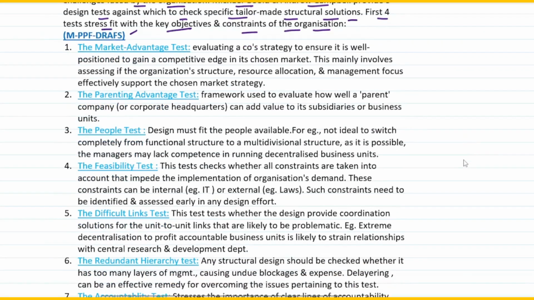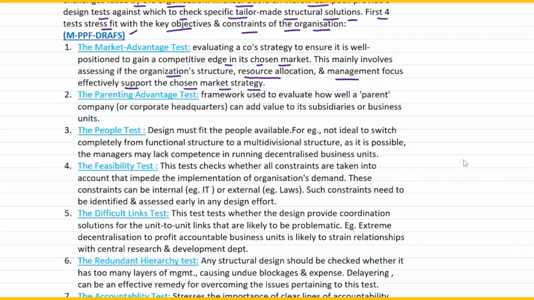Let's start with M. What is M? M basically is the market advantage test. Okay, what does it say? It says evaluating a company's strategy to ensure it is well positioned to gain a competitive edge in the chosen market. So its concentration is basically on gaining or ensuring a competitive advantage in the chosen market or a particular market. This mainly involves what? It involves assessing if the organization structure, resource allocation and management focus effectively support the chosen market strategy.